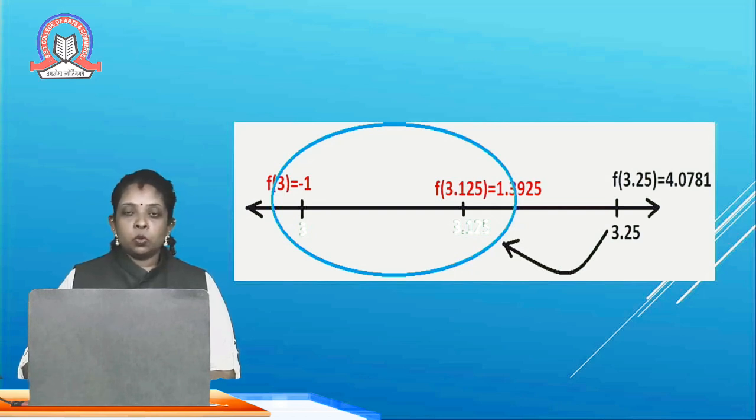Suppose the function result at 3.125 was a negative one. Then the left hand side value would have been changed to 3.125, and the interval might have become 3.125 and 3.25. But in this case, while calculating the value of the function, we again get a positive result. So the interval still remains 3 and 3.125. Now we can go to the next iteration, that is the third iteration.